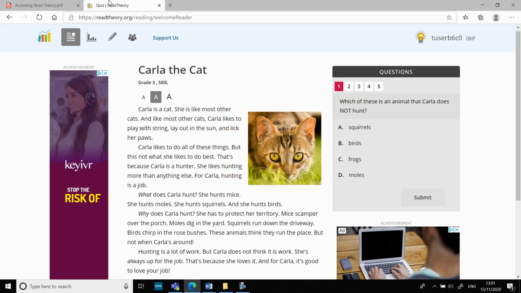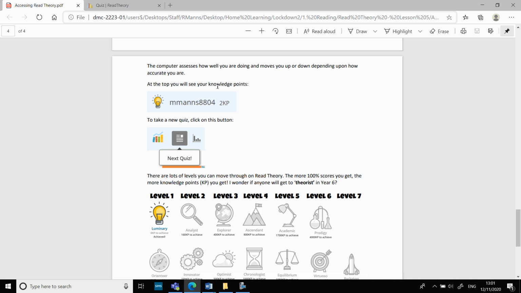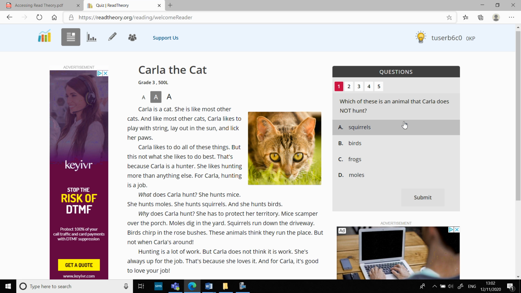At the top, you'll see your number of points. You can see my user account, I've got 0. And this is an example account I had here. I got 2 knowledge points. Once you've completed a quiz, let me just very quickly complete this one.